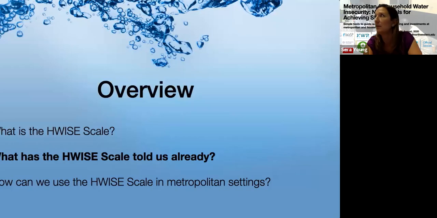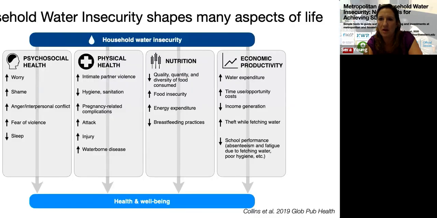So what has the HWISE scale told us already? It's early days. The scale was only finalized in 2019, but we're learning that household water insecurity shapes many aspects of life, including mental health.